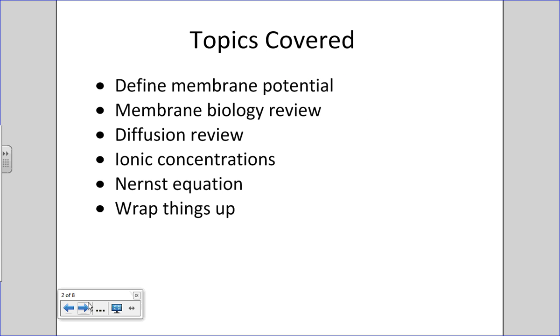One, we will just start out by defining what membrane potential is. And then in order to understand membrane potential, we have to take a look at some basics about membrane biology. Then we'll go over diffusion real quick again, and ionic concentrations, and then I want to talk a little bit about how we can quantitatively figure out some forces that are involved in membrane potential, called equilibrium potentials. Then we'll put it all together and summarize it towards the end. So on that note, let's get going.